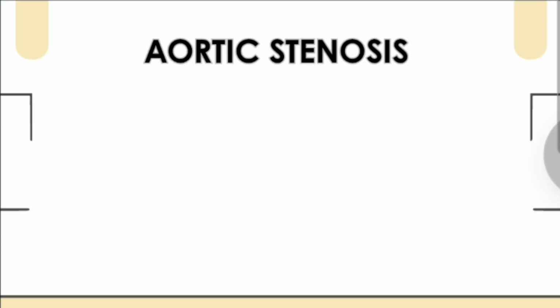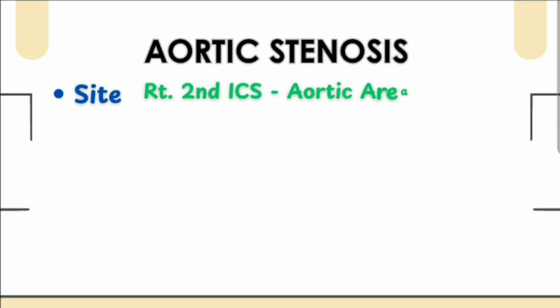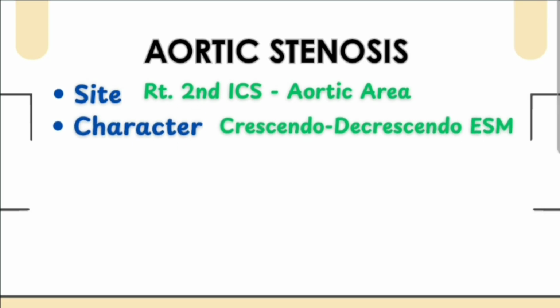First of all, site of murmur. The murmur is best heard in the aortic area, which is the right second intercostal space. Then comes character of murmur. It is a harsh crescendo-decrescendo ejection systolic murmur. Crescendo-decrescendo simply means that it gets louder in mid-systole and then fades away. Then comes timing of murmur. It occurs in systole, and as the stenosis becomes more severe, the murmur peaks later in systole.